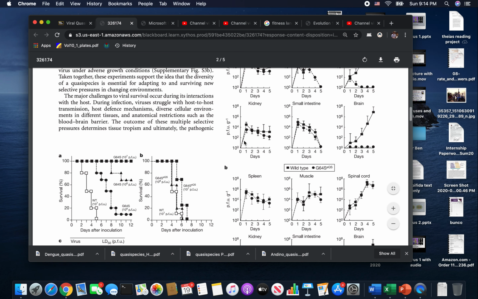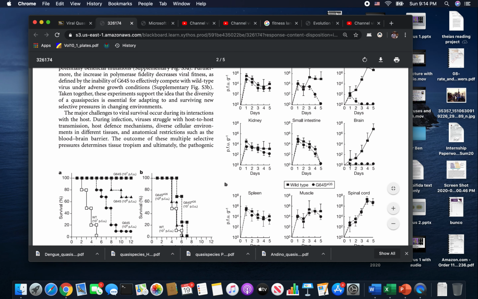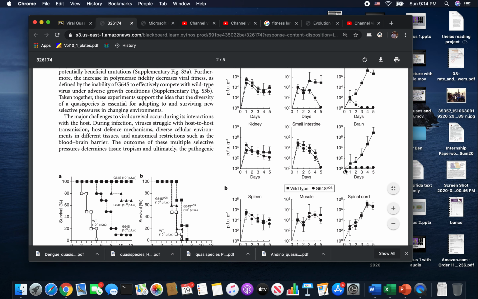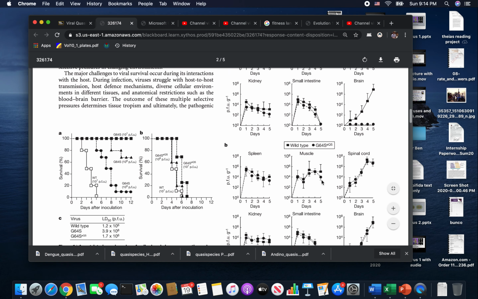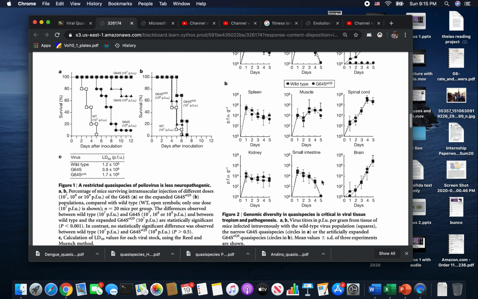Look at that. Kidneys, similar. Small intestines, similar. The brain is just a stark difference. The G64S just doesn't even make it to the brain and doesn't stand a chance. Whereas the wild type, once it gets to the brain, it just keeps mutating and getting better and better at growing in the brain.